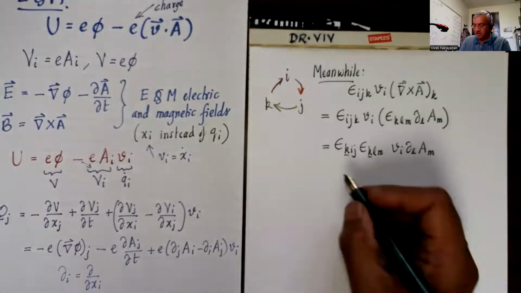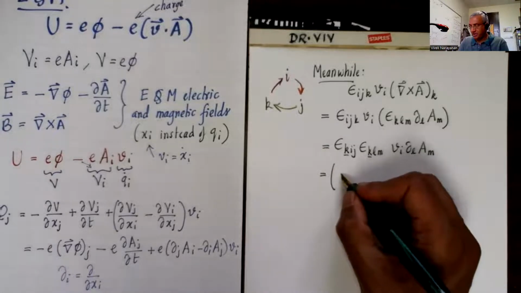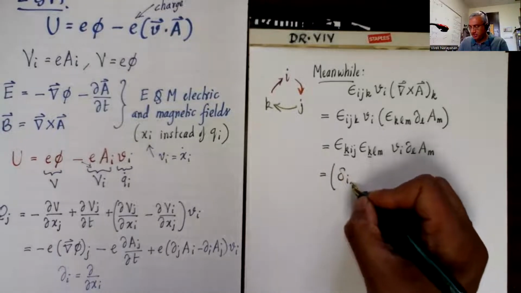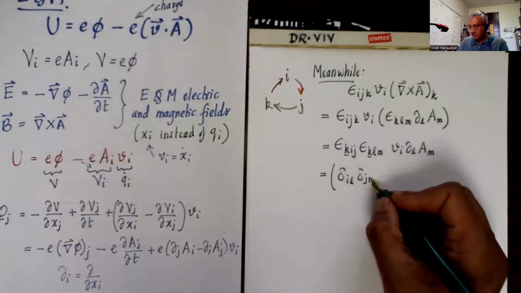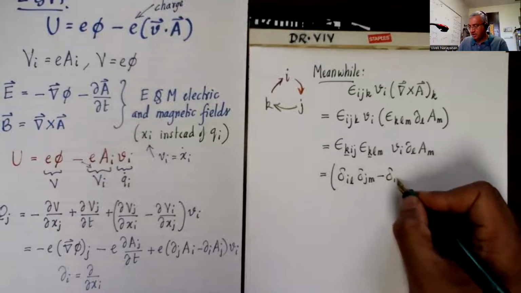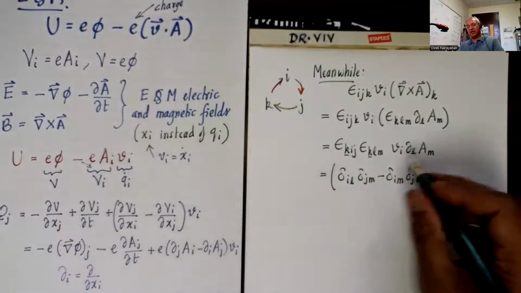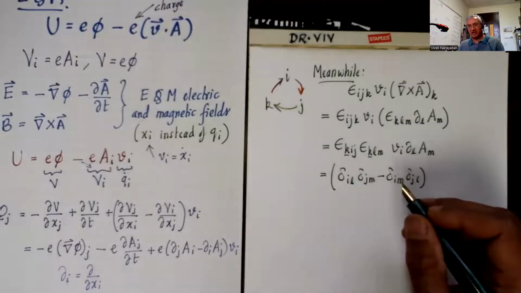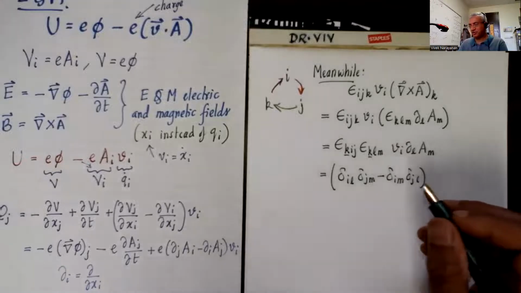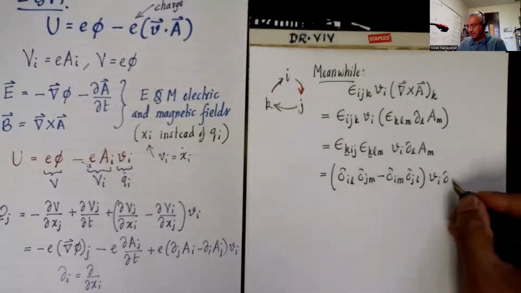The summation over K means that you have only I, J, L, and M surviving in the double epsilon identity. So that's delta IL, delta JM, minus delta IM, delta JL. You might want to review this aspect in one of my early videos on cross products and the Levi-Civita tensors. I believe it's the first or second video. Times VI del L AM.